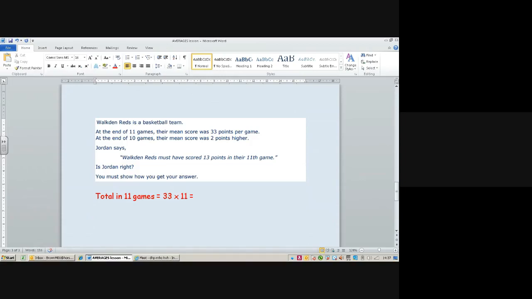So we'll do 33 times 11, which is 363. Because that means 363 divided by 11 gives us a mean of 33. Same thing for 10 games. In this case, we know that in 10 games, their mean was 2 points higher, so the mean must have been 35. So do 35 times 10, which gives a total of 350.